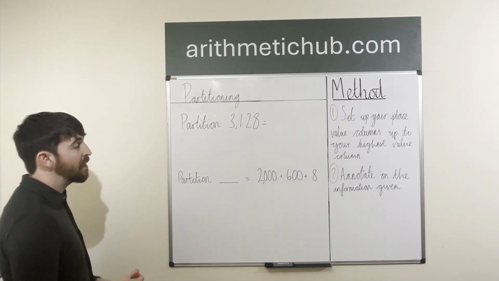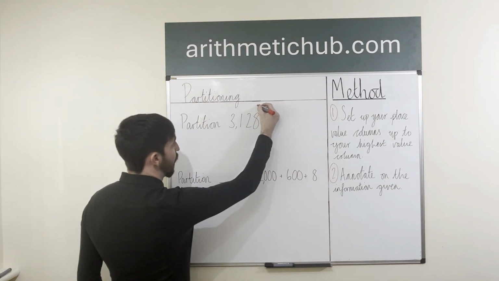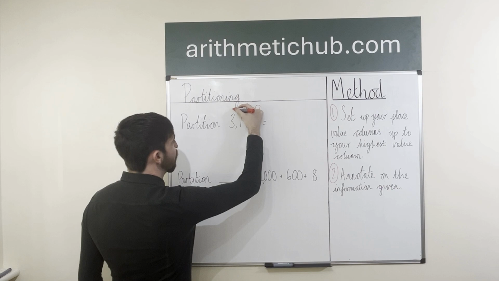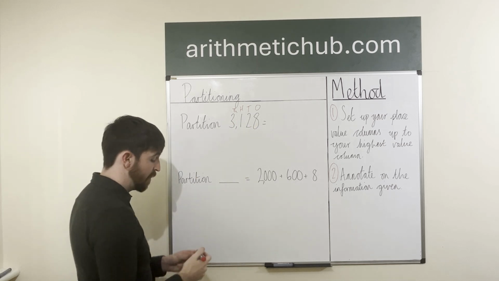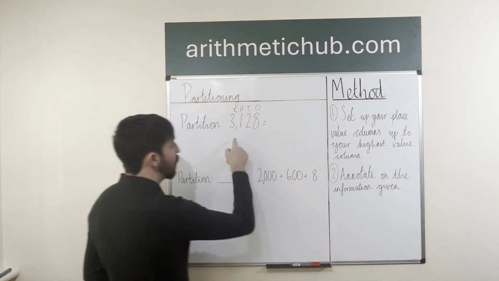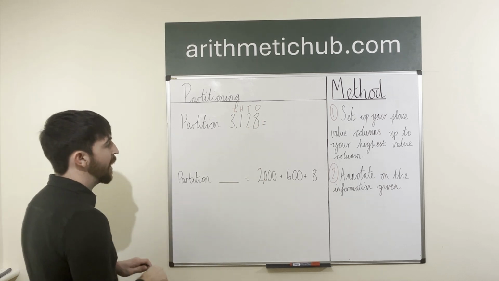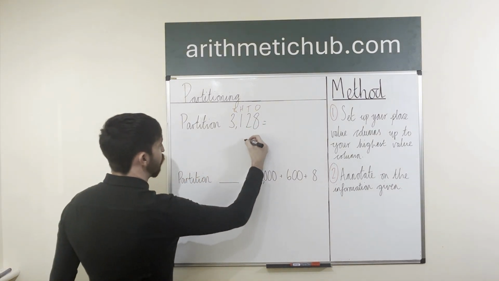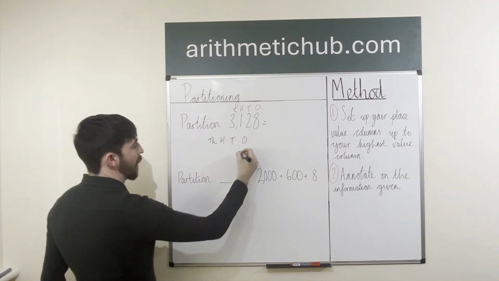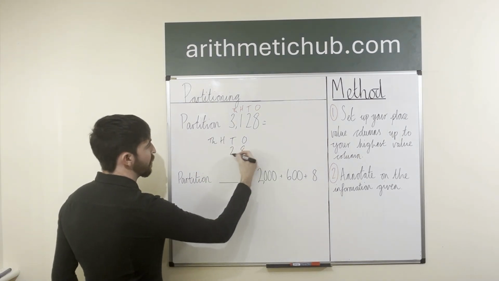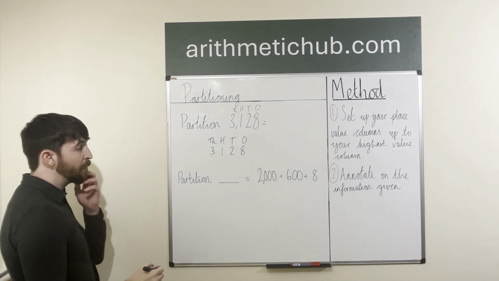So partition 3,128. First thing I'm going to do is annotate it here. So I've got my ones, my tens, my hundreds, and my thousands. All I did to annotate it was just write on the place value columns for each of these digits. So now I know what my place value columns are. What I can do is set up my place value columns up to my highest value column. So I've got ones, tens, hundreds, thousands. And then I'll put 8 in the ones, 2 in the tens, 1 in the hundreds, and 3 in the thousands.